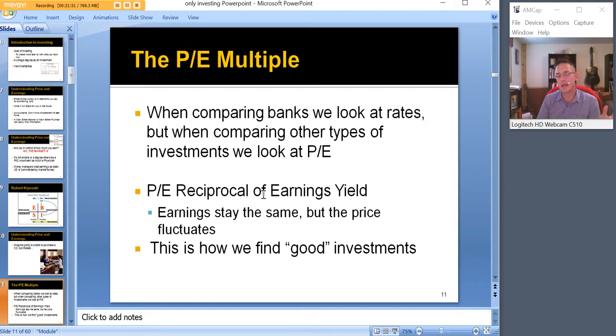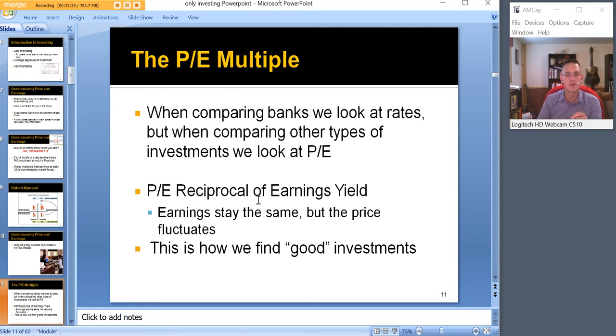So if you were to go to the bank again and you give them $10,000 and they tell you how much they're going to give you, maybe it's 1% or something like that, that's how you analyze and compare bank CDs. Now, everywhere else in the world of investing in stocks, we don't divide the earnings by the price. We divide the price by the earnings. And that is the P/E ratio, the big number we look at.